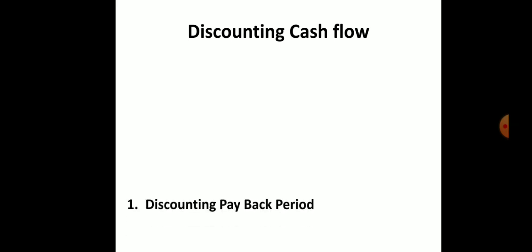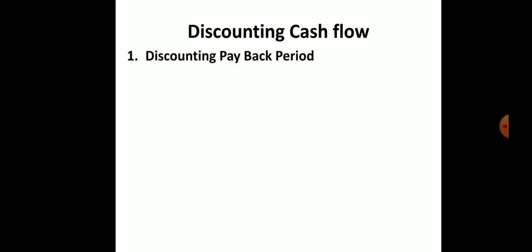In discounting cash flow, the first method is discounting payback period. In the traditional method, we know the payback period by using cash inflows; we calculate when you will get back the money that you have invested. But in discounting, we have to convert the cash inflows into present value, and then calculate the payback period.